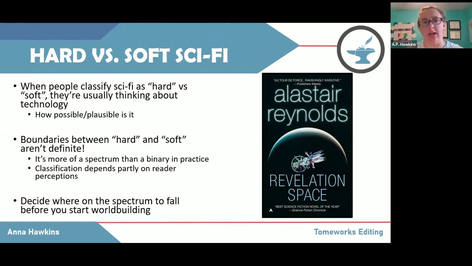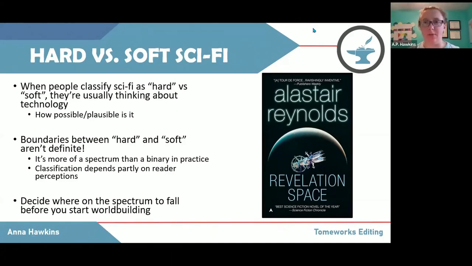On the other hand, in soft sci-fi, generally you're not really constrained by that boundary of technology needing to be possible or plausible. You can invent technology that could never exist in the real world because it violates the laws of physics. Because you're writing soft sci-fi, that doesn't matter as much. Now, these boundaries between hard and soft sci-fi are not definite. In practice, it's more of a spectrum than a binary, where you might have some technologies that are hard in that they are possible or plausible, and other technologies that are soft in that they're not.